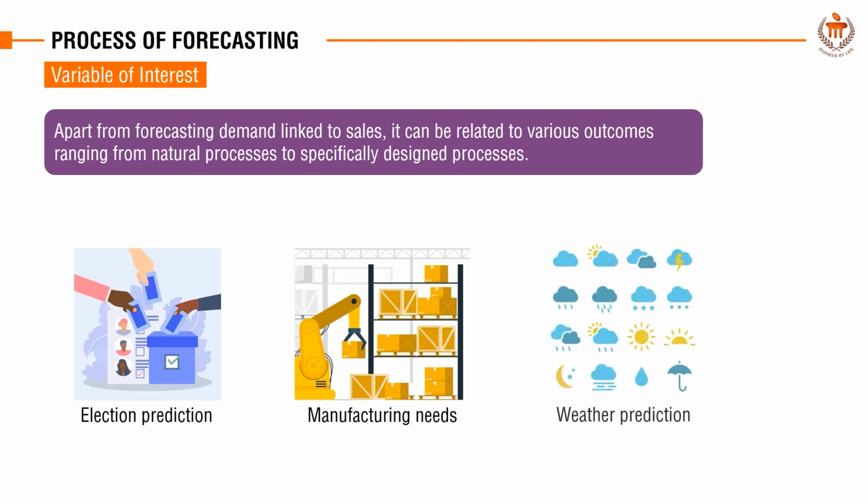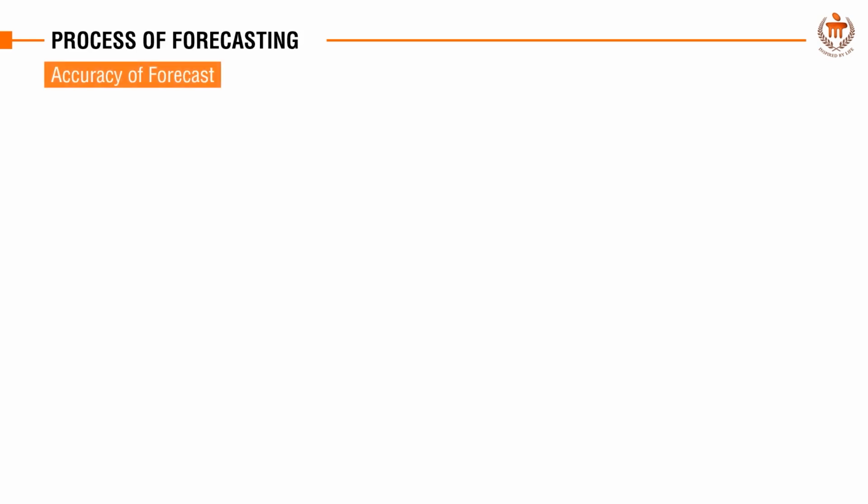Weather forecasting is another example where the variable of interest can profoundly impact various sectors, including agriculture, transportation, and emergency management. By understanding the variable of interest in forecasting, organizations can make more informed decisions across diverse applications, enhancing their operational effectiveness and strategic planning.